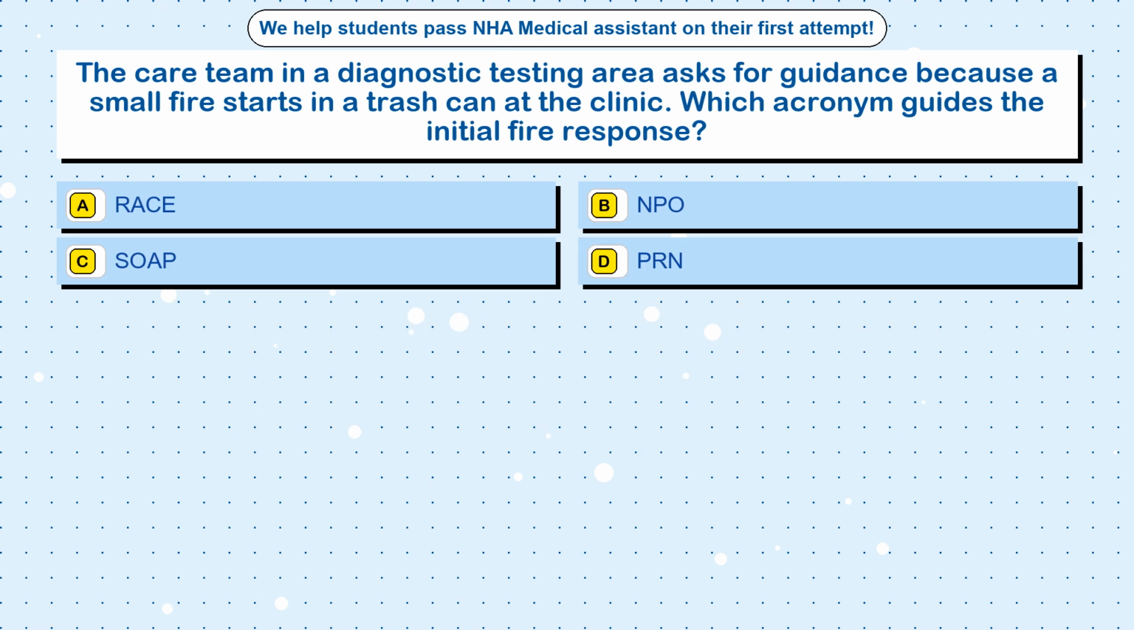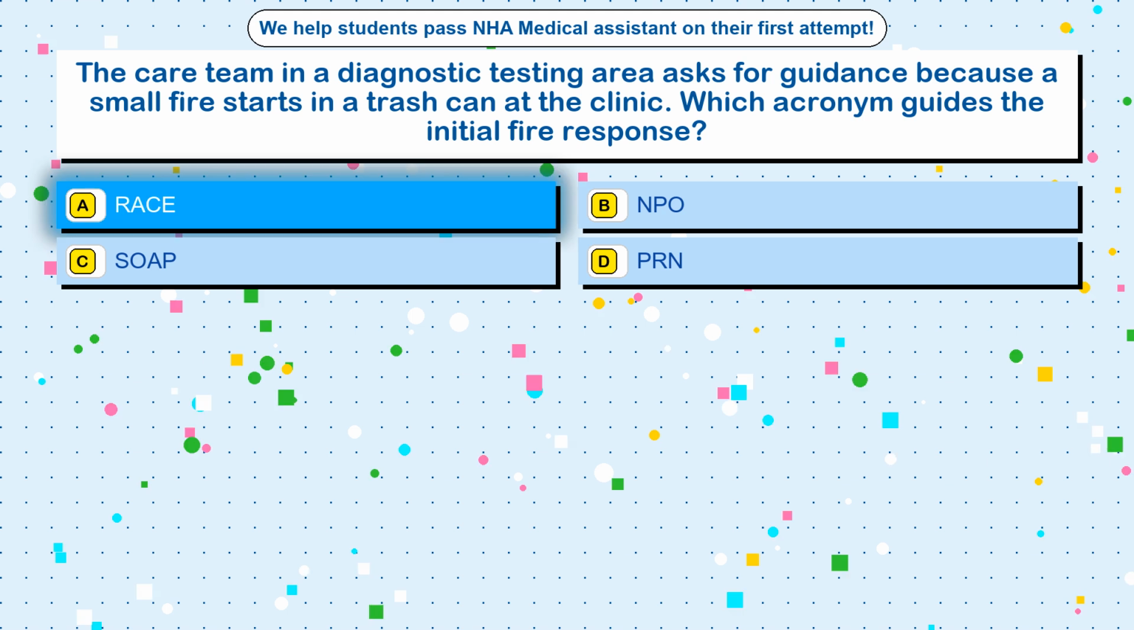Question 5. The care team in a diagnostic testing area asks for guidance because a small fire starts in a trash can at the clinic. Which acronym guides the initial fire response? Option A, RACE. Option B, NPO. Option C, SOAP. Option D, PRN. The correct answer is option A, RACE.